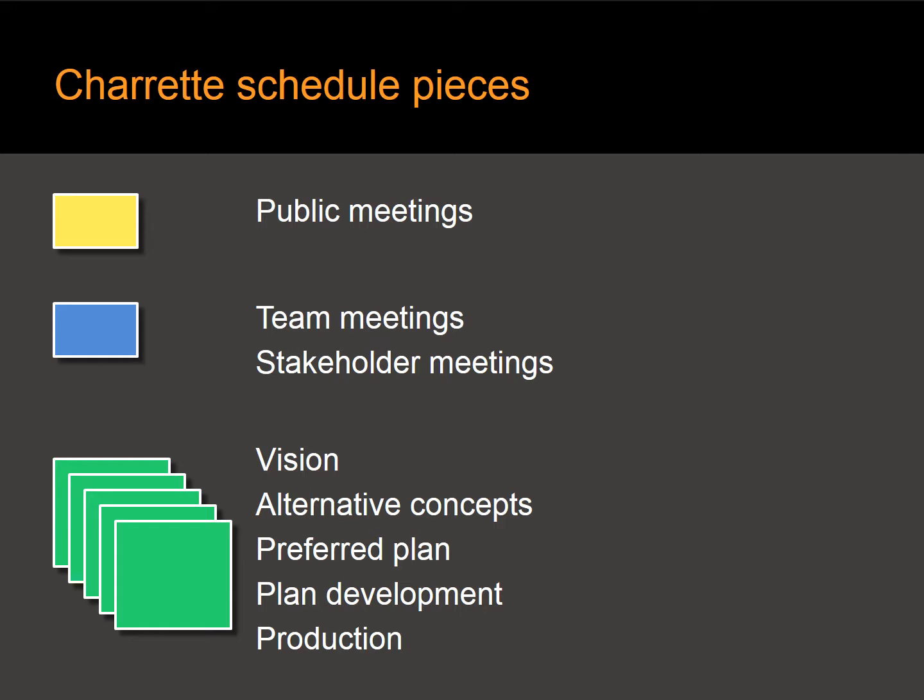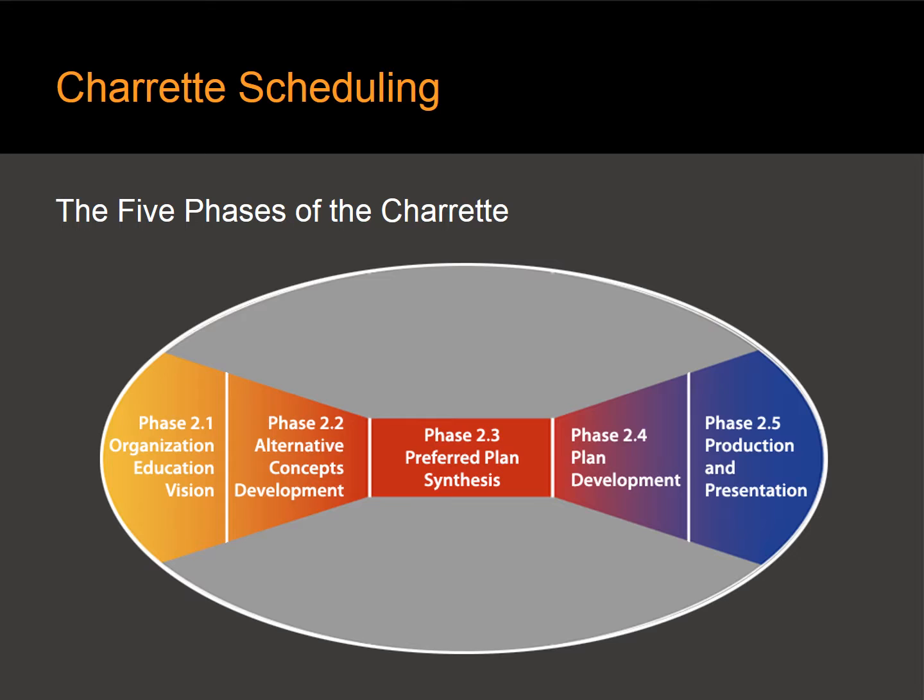Next, you're going to create larger green colored post-its or some other color that you have to indicate each phase of the charrette process. The vision phase, alternative concept phase, preferred plan phase, plan development phase, and production phase. Here we have them. These are the 5 phases of the charrette process.